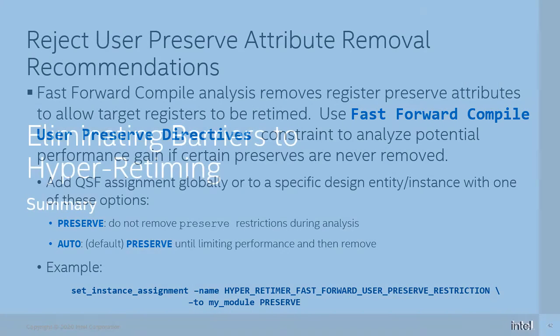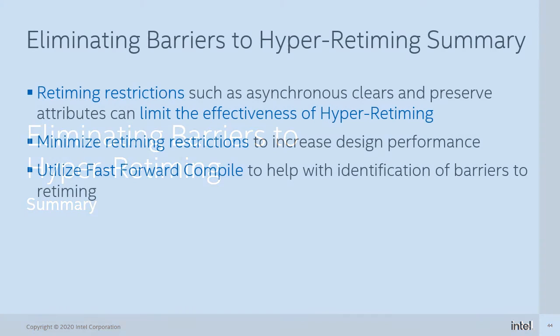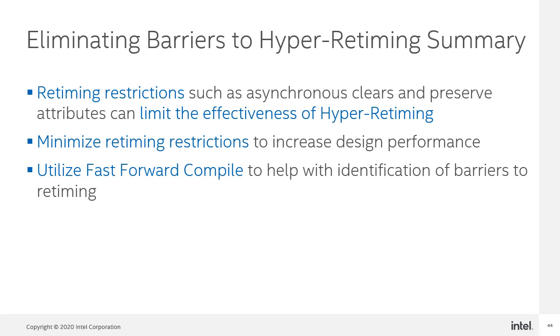So that concludes our look at barriers to hyper-retiming. In summary, retiming barriers or restrictions like asynchronous clears and user-preserved attributes can limit the effectiveness of hyper-retiming. So high-performance designs targeting the Intel Hyperflex architecture should limit their use or use techniques such as hyper-pipelining to minimize their impact. To aid in this process, utilize Fast Forward Compile to help with identification of these barriers to retiming.